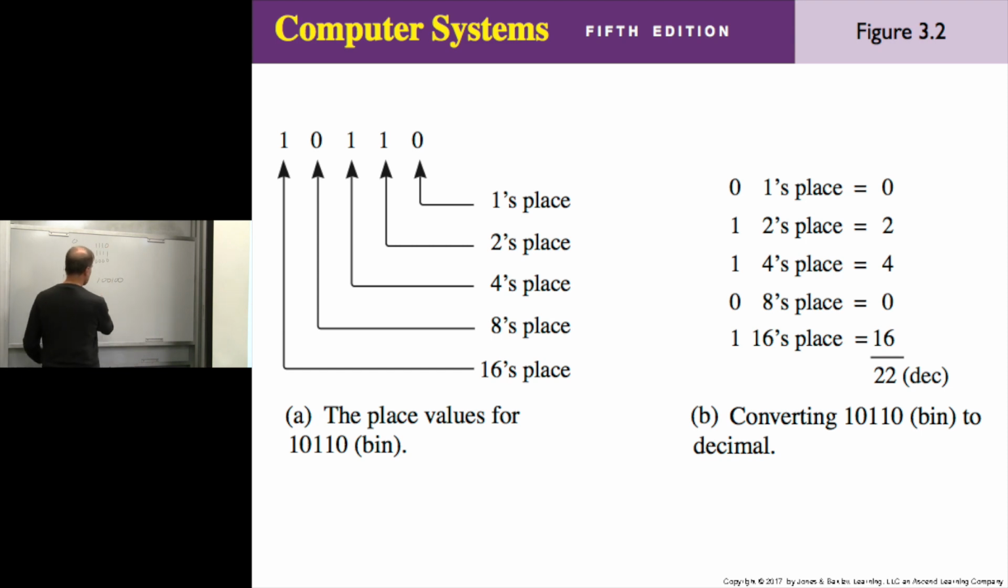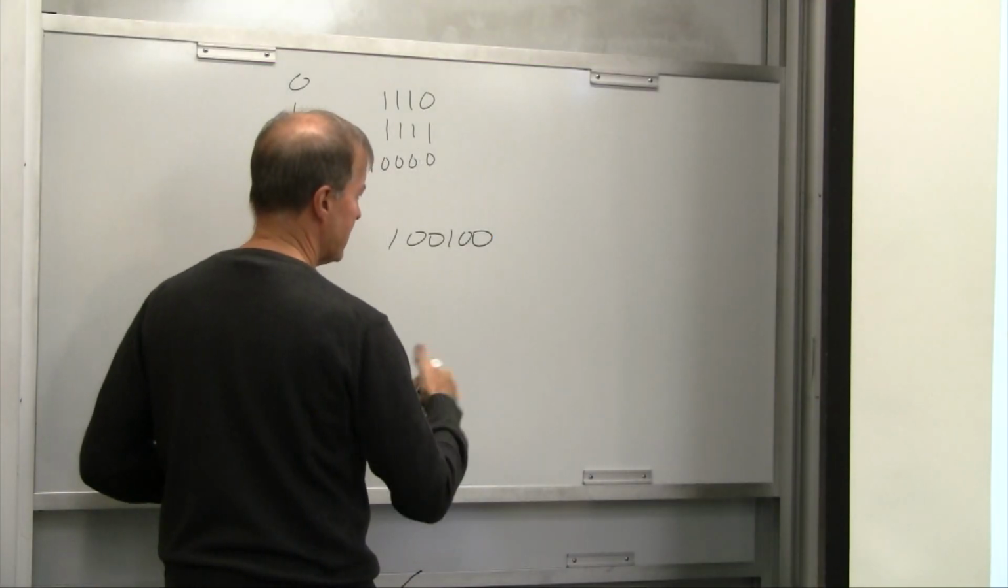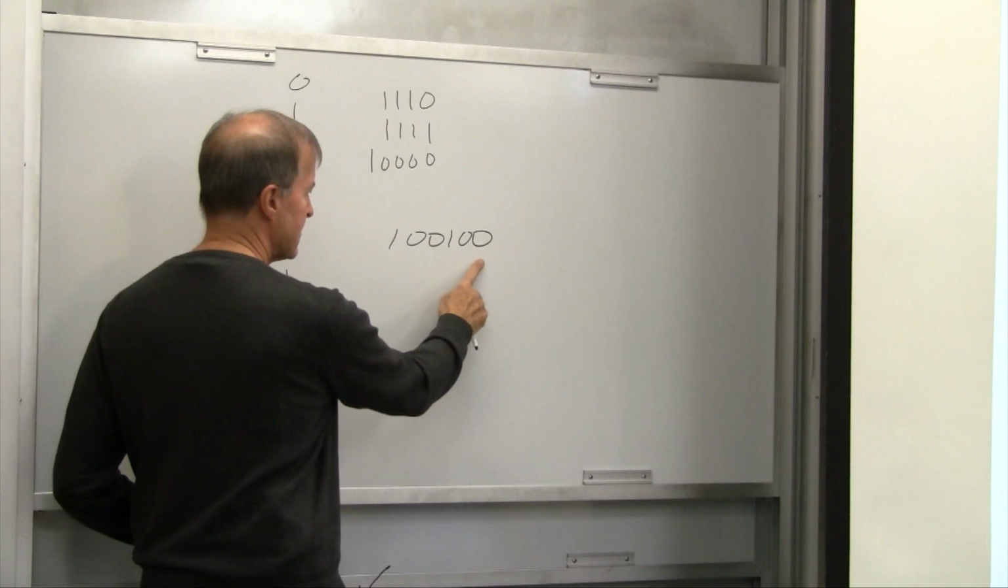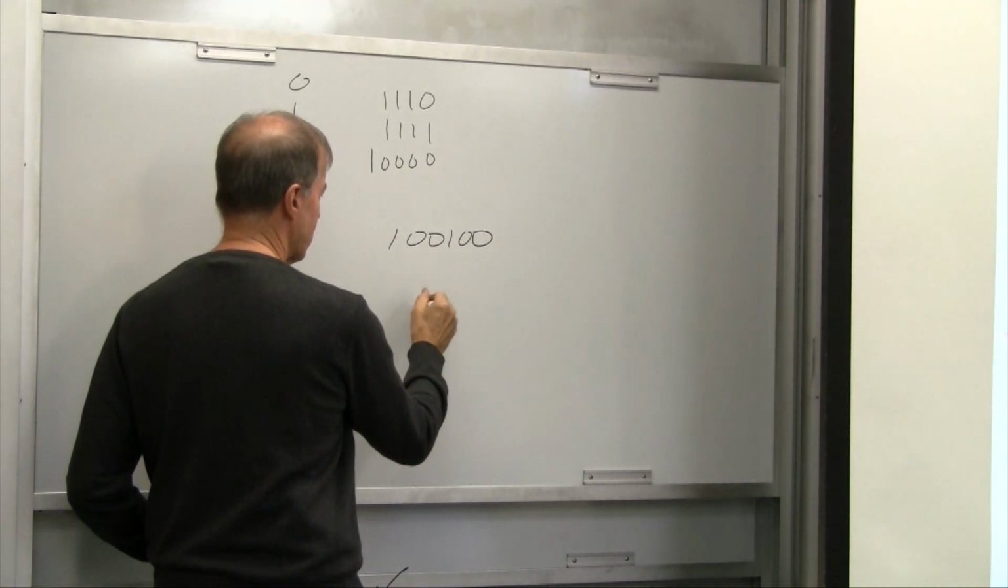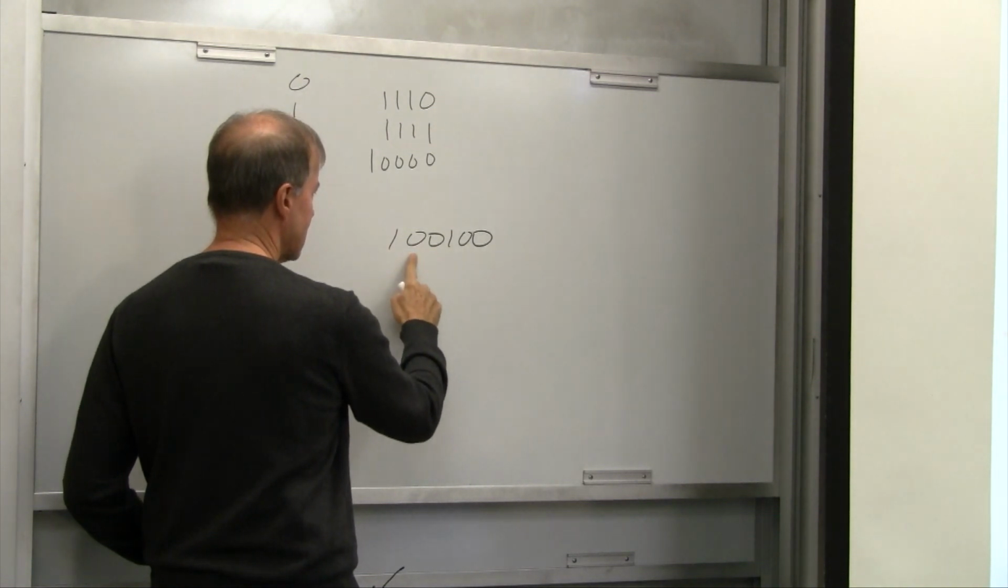So therefore, what would this number be? Well, we just have to count up the places, right? So this is what? 0, oh no, sorry, this is the ones place. 2, what is this? So this would be 4, no 8s, no 16s, plus what?